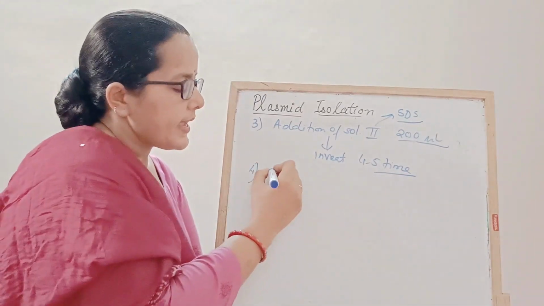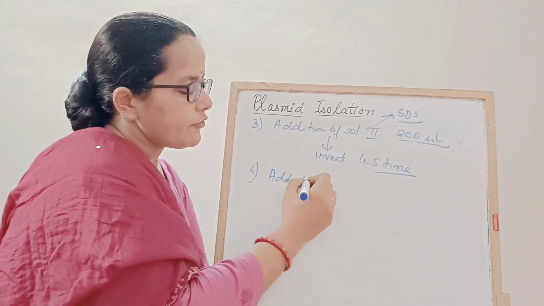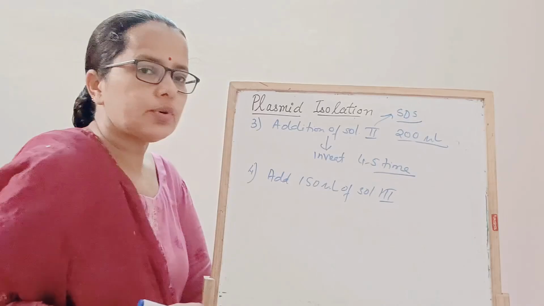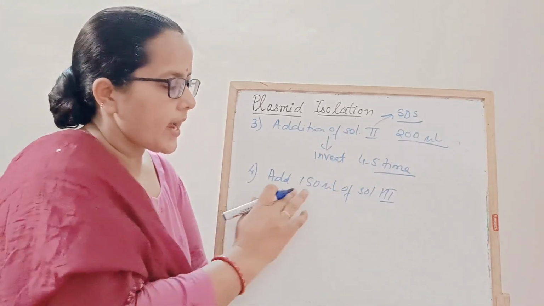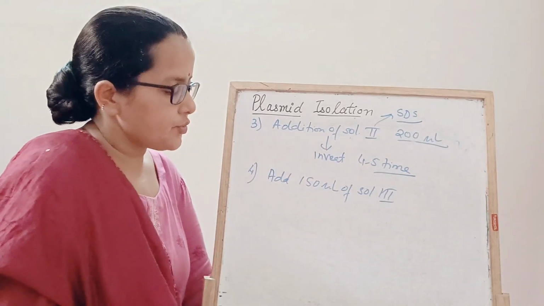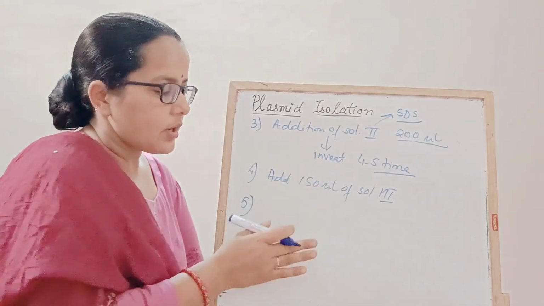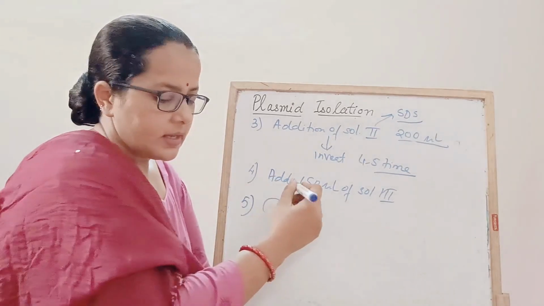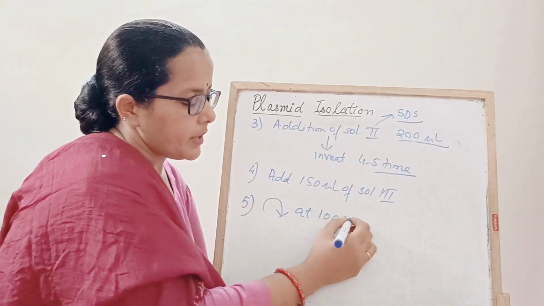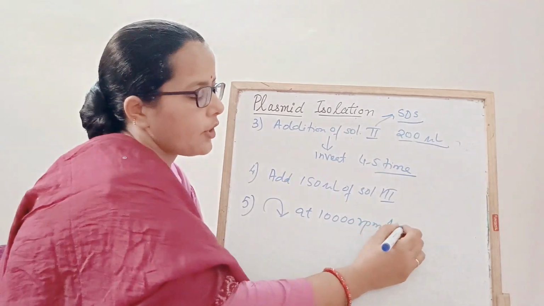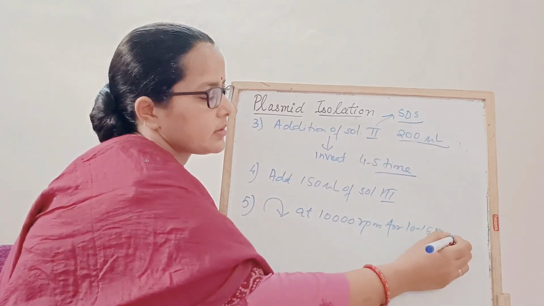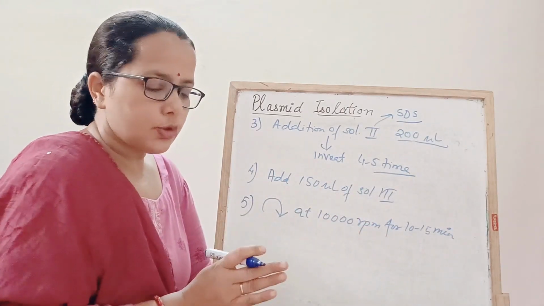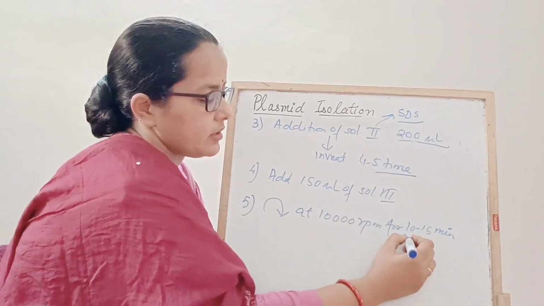Then the fourth step is to add 150 microliter of solution 3 to the solution 2 mixture. Once you have added 150 microliter of solution 3, you centrifuge this at 10,000 RPM for 10 to 15 minutes at 4 degrees.